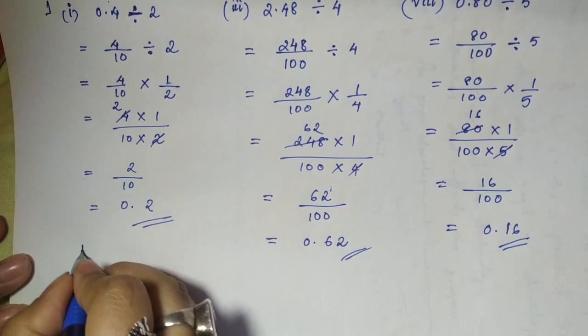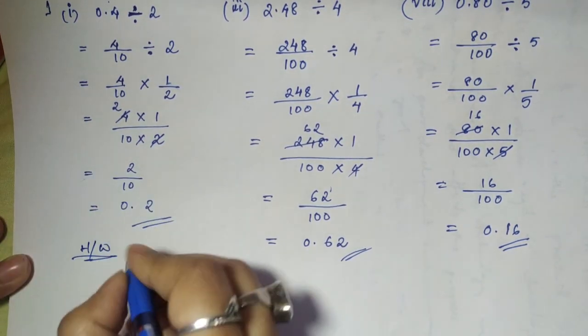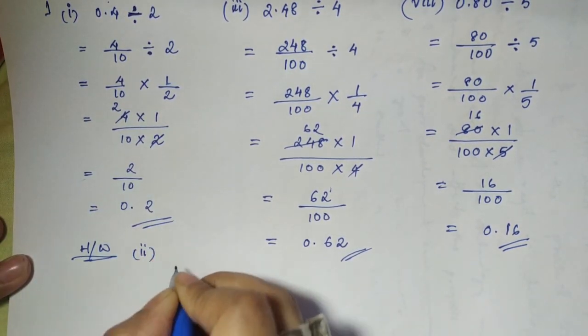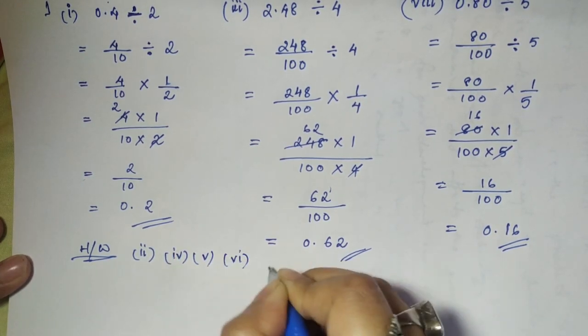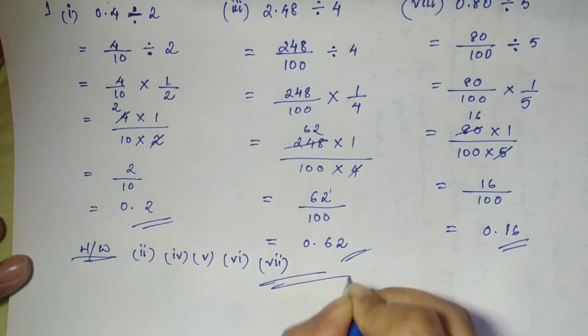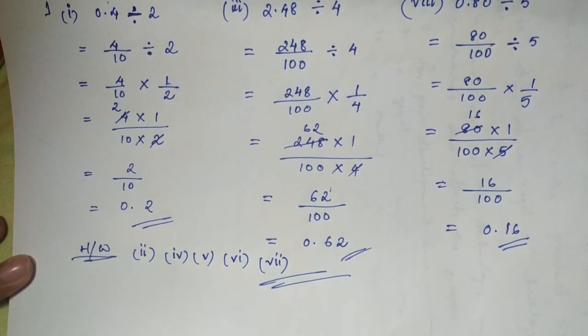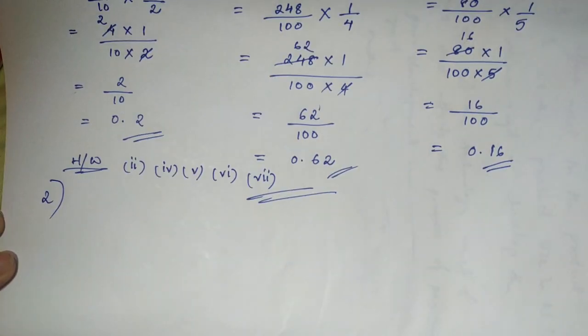So I would like you to try as homework of question number 1 the remaining sums, that is number 2, then you have number 4, you have 5, 6 and 7. Please try. These are similar in the similar way. You please try to solve these sums. Okay. Now let us move on to question number 2.